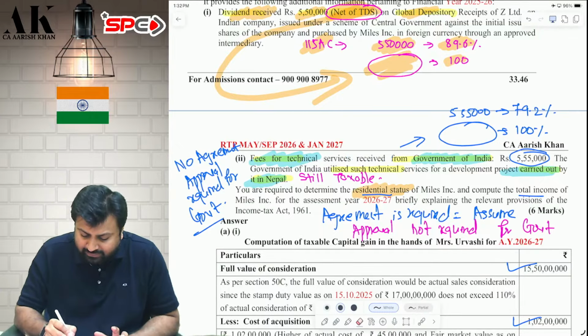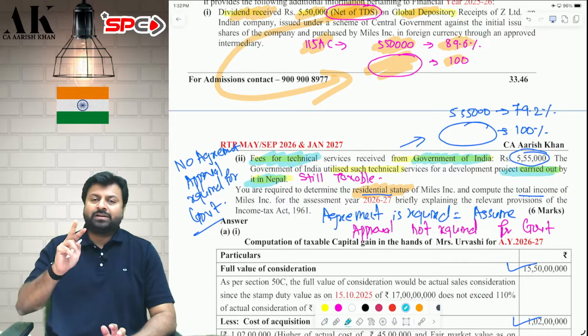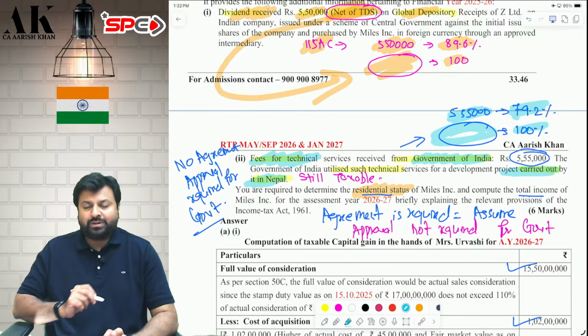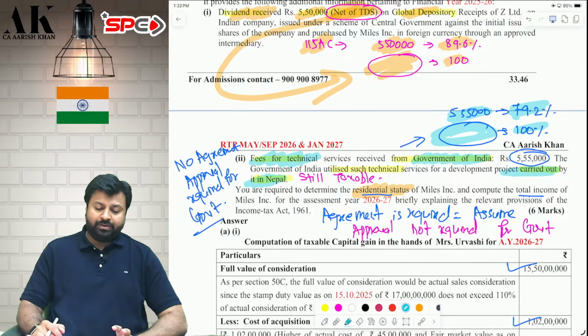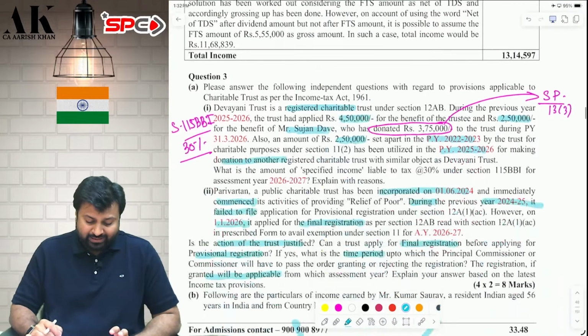Therefore, this is the received amount. Net of TDS, the TDS will be 20.8%: 20% tax plus 4% cess. Therefore, this 5,55,000 is nothing but 79.2%. For 100% you have to cross multiply and find out the answer. I hope it is clear to all of you. Is it clear?